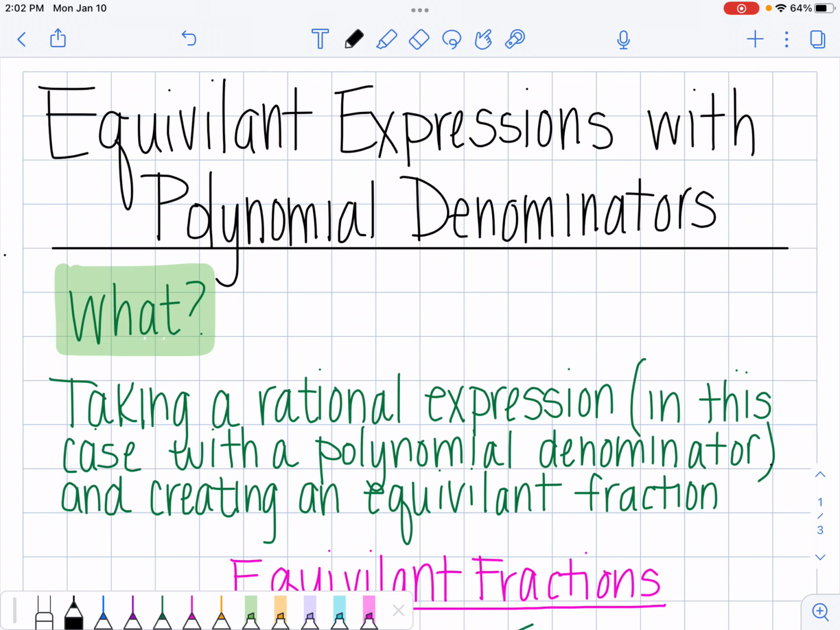In this video, we're going to talk about equivalent expressions with polynomial denominators. So what does that mean? I'm going to take a rational expression, which is just a fraction that usually has variables in the denominator. In this case, we want a polynomial in the denominator. It's going to be something like x plus 2 or 4x minus 7, or maybe even something squared like x squared plus 3x plus 4, okay? So we're going to take a fraction that has variables in the denominator, and we're going to write an equivalent fraction, a fraction that's equal to that.